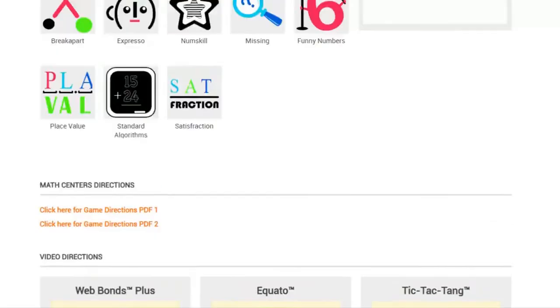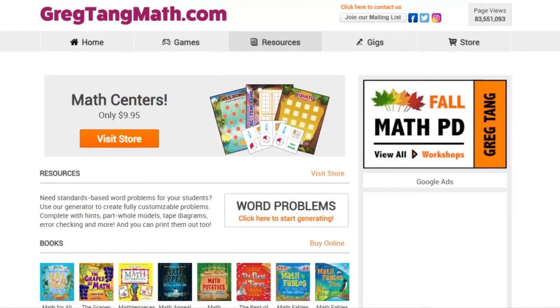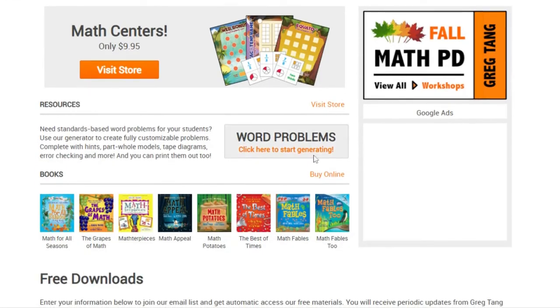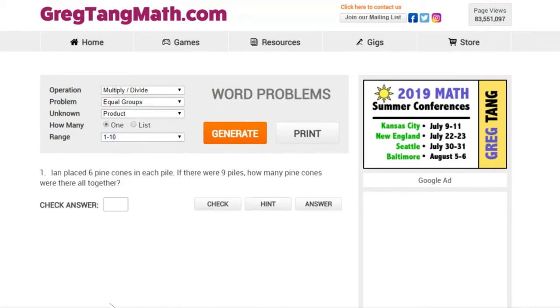Also videos, directions, resources. And if you join, you can download some free resources. There's also a number problem generator. So you can put what you want them to work on. Are they adding or subtracting? Are they multiplying or dividing? Are they doing equal groups, arrays, comparing, random, product unknown, group size unknown, and then the range of numbers you want, and then generate, and you can work on word problems with the students.